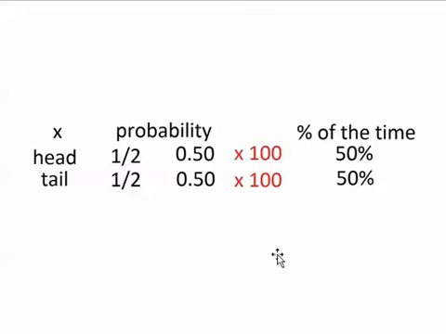Actually, what happens is if you flip a coin over and over again, and you keep track of the percentages, these percentages keep getting closer and closer to 50 and 50. So actually, the more times you flip the coin, the closer and closer the percentages will get to these two percentages right here.